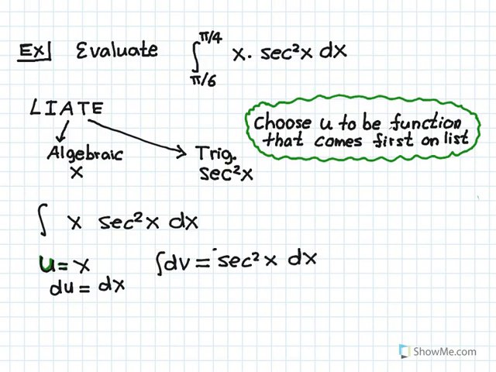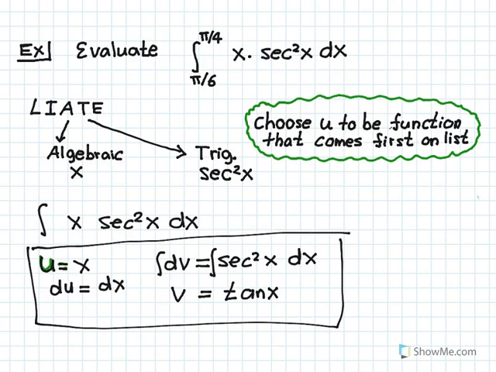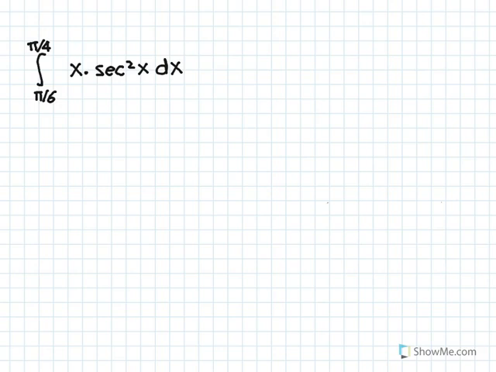And now integrate both sides. The integral of dv will give us v, and the integral of secant squared x will give us tangent x, because the derivative of tan x is secant squared x. So that's our choice for u. And once you choose u, then everything else is going to fall into place. So we choose u to be x. If this is the choice for u, then whatever is left over has to be dv. Alright, so we have the integral from pi over 6 to pi over 4 of x times secant squared x dx, and we let u be equal to x.